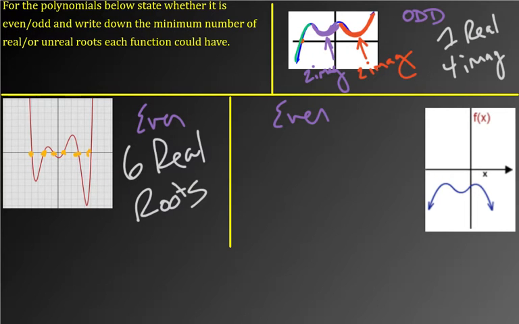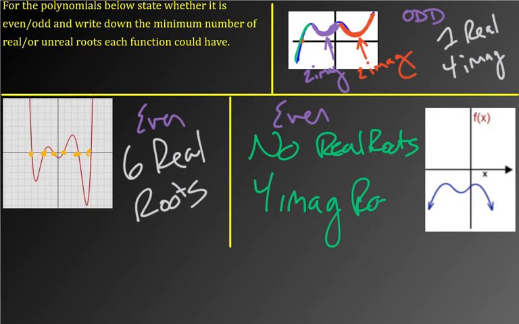This one down here, it's going to be even because it's shooting off in the same two directions, and there's no spot where it crosses here, so it's got no real roots. And it has to, as a minimum, because it's got these two bumps, basically it's having something like 2 quadratics. So as a minimum, it could have 4 imaginary roots. And so that's just an important part of the pattern associated with the graph of these things.